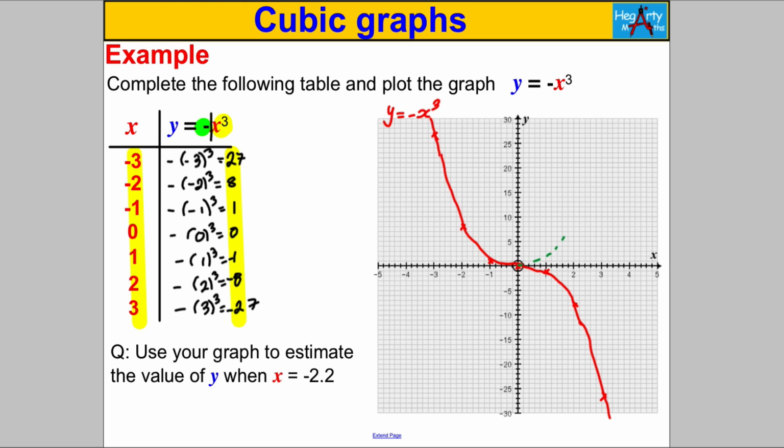If you think about it, y equals x cubed looks something like this, didn't it? And you can see that the graphs are similar in their shape, other than one's a reflection of the other in the x-axis here, or the line x is equal to 0. Now we're not done. It did ask us to do a little bit of extra work. It said use your graph to estimate the value of y when x is -2.2.